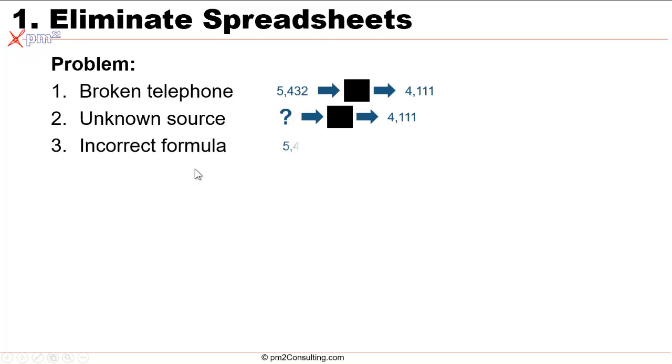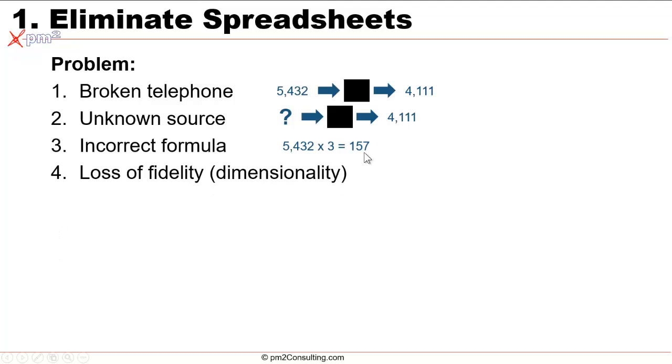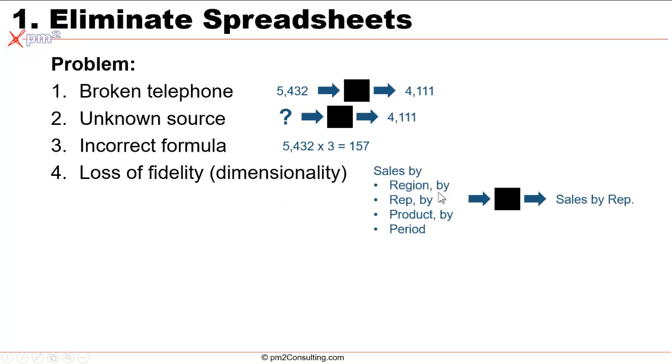In many cases, we have an incorrect formula. Even simple mathematics give us the wrong number. And then we have sort of a loss of fidelity or dimensionality. So maybe the data is collected, sales by region, also by rep, by product, by period, but it goes in the black box and the only thing that comes out is sales by rep.